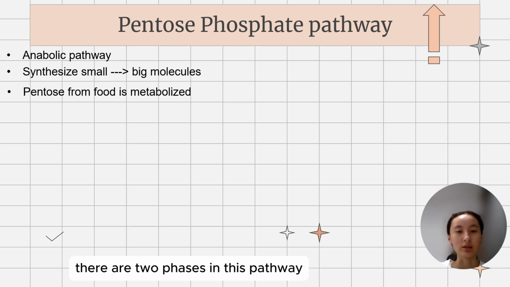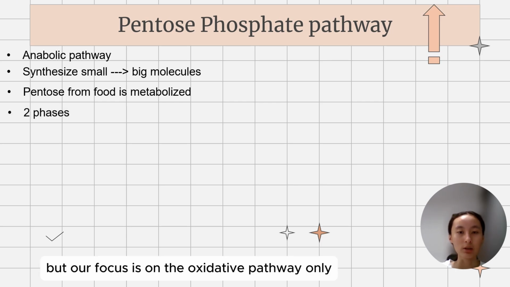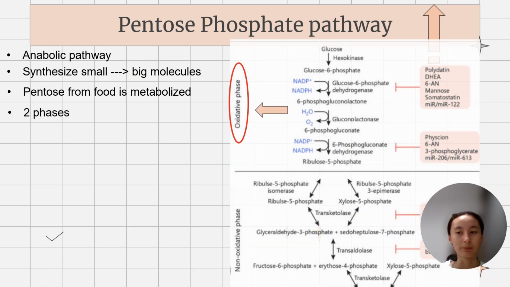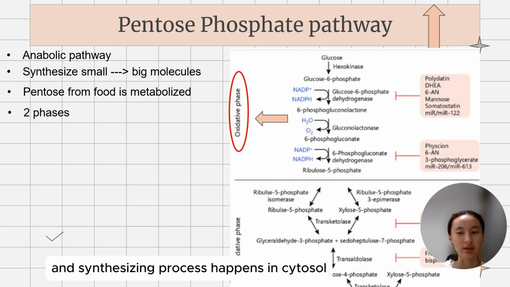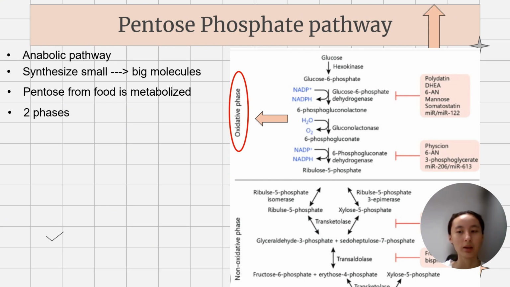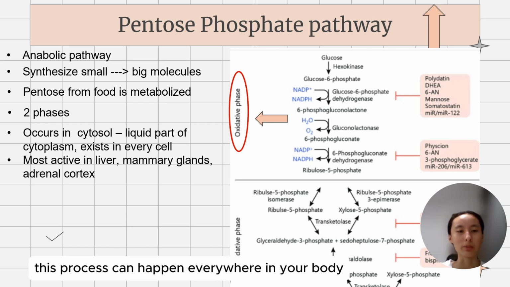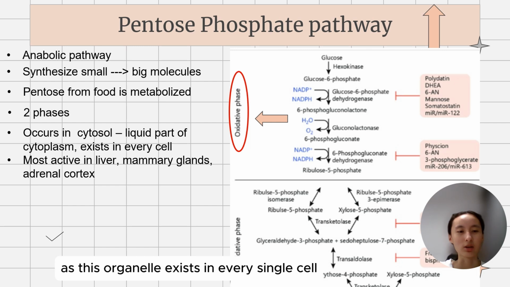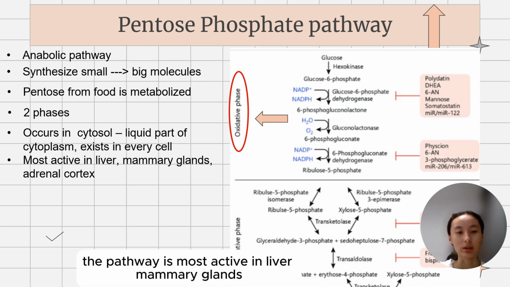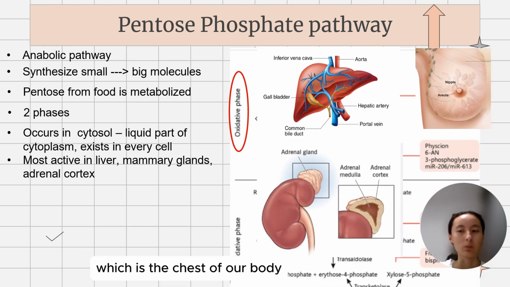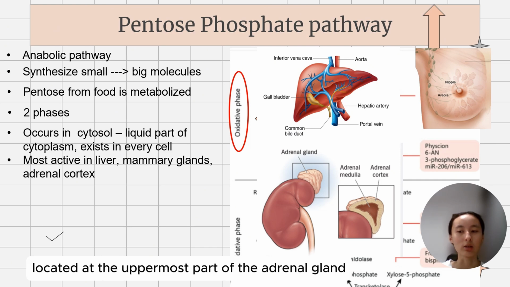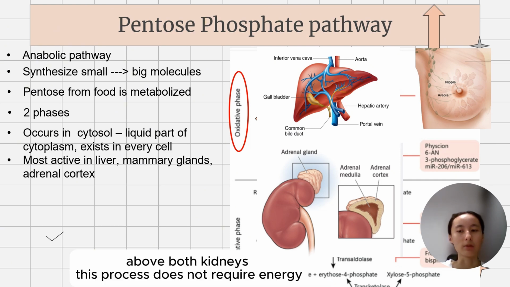There are two phases in this pathway, oxidative and non-oxidative, but our focus is on the oxidative pathway only. This whole pathway and synthesizing process happens in the cytosol, which is the liquid part of the cytoplasm. That is why this process can happen everywhere in your body, as this exists in every single cell. However, the pathway is most active in the liver, the mammary glands, which is the chest of our body, and the adrenal cortex, located at the outermost part of the adrenal gland above both kidneys.